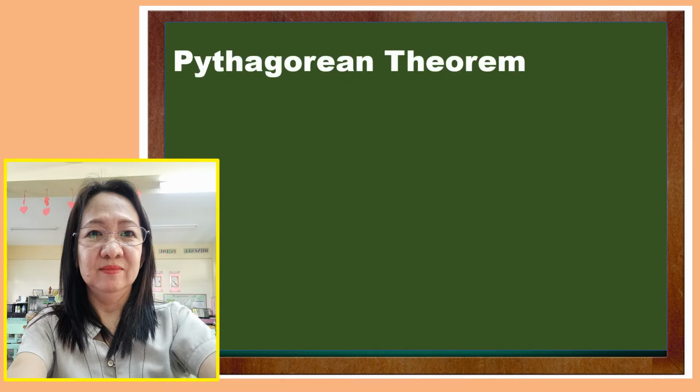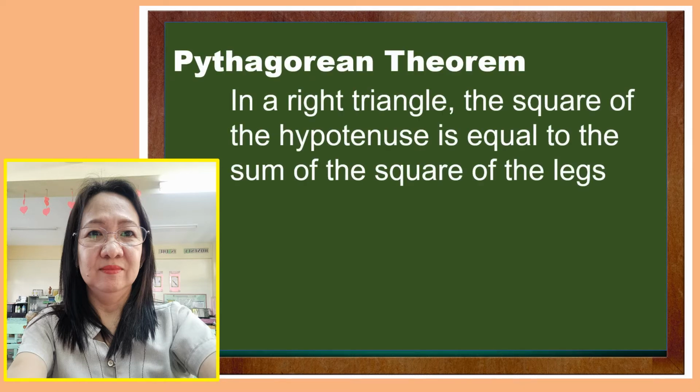Now let us describe our Pythagorean Theorem. It says that in a right triangle, the square of the hypotenuse is equal to the sum of the squares of the legs. Let us have this in our figure.